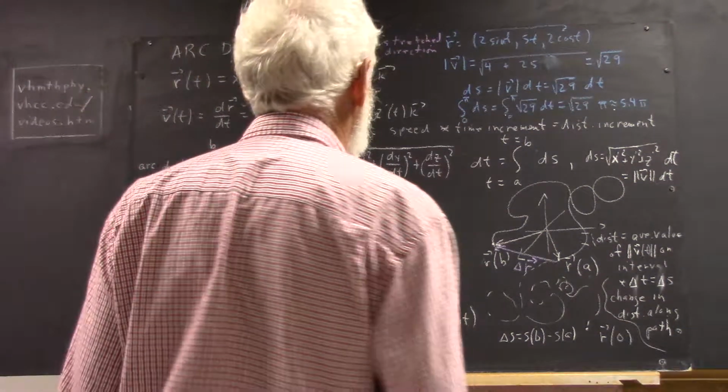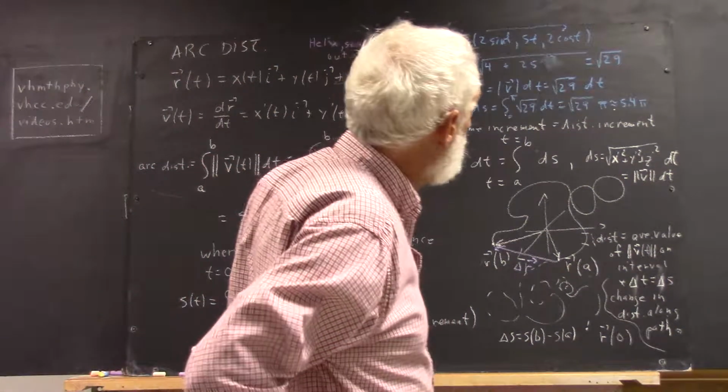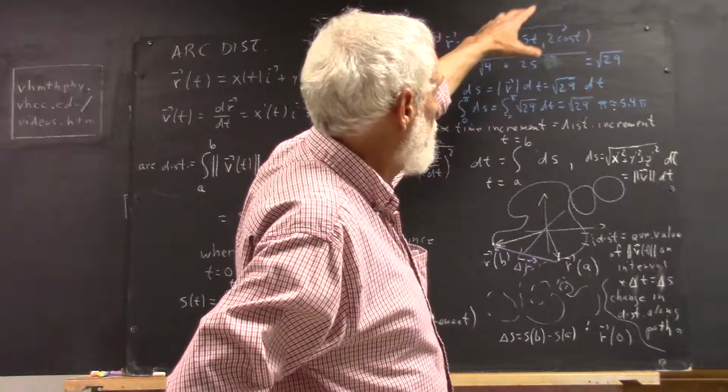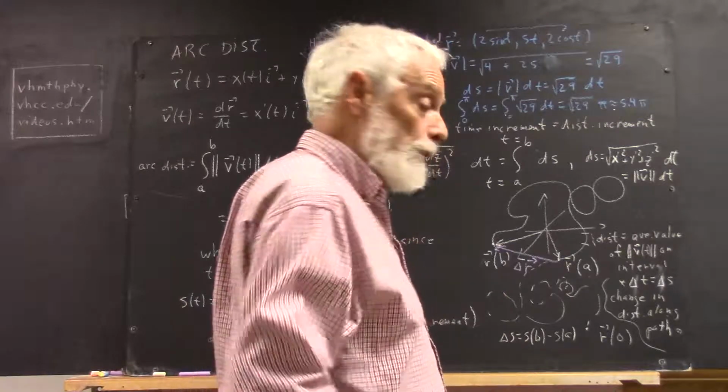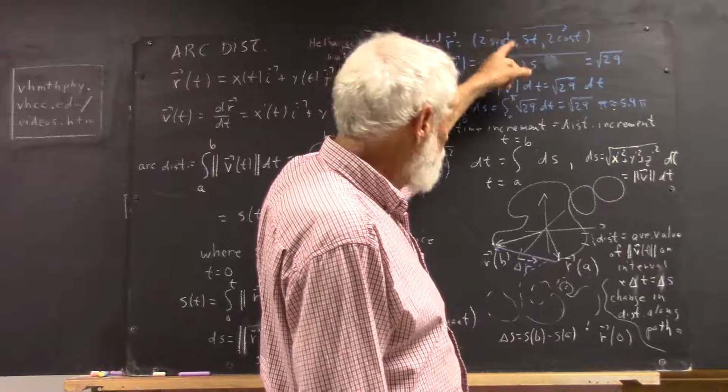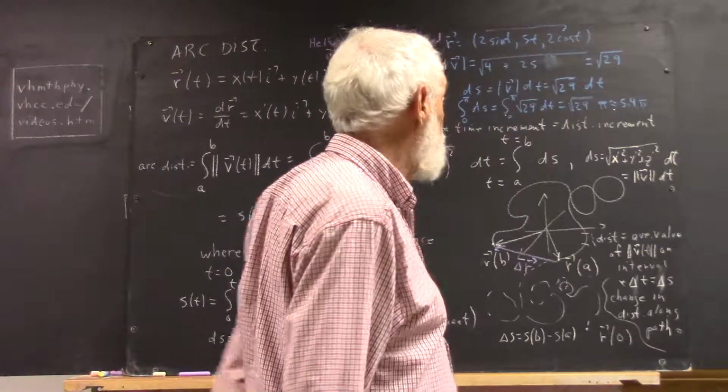Okay. A simple example here. Here's your R function. Okay, not going to read it to you. Well, 2 sine t, 5t, 2 cosine t. Those are your i, j, and k. And I could have written it as 2 sine t i plus 5t j plus 2 cosine t k.